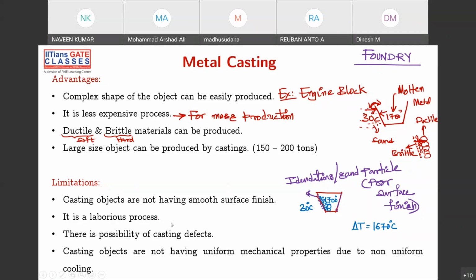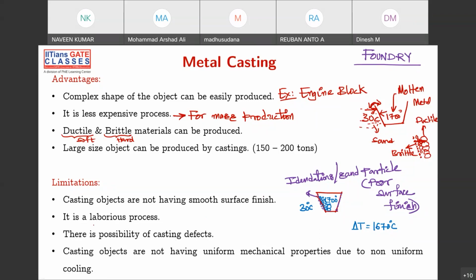Obviously, if you have gone to a foundry, this is where the castings are being done. Very small, so much manpower is required, because some crane operator is there, somebody is trying to pour liquid metal into it, somebody is trying to ram it, and somebody is bringing the molten metal from the furnace to here. So there are so many things, so many people are involved. It's very laborious.